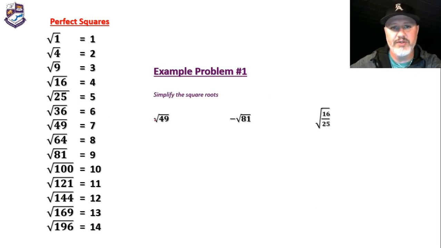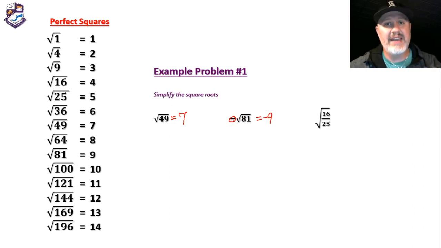Simplify the square roots. What is the square root of 49? I want to know what times itself is 49. I could look at my chart over here and say, oh, it's 7. That was easy. This one is asking, what is the opposite of the square root of 81? So what times itself is 81? We'd say 9, right? And then what is the opposite of that? It would just be negative 9.